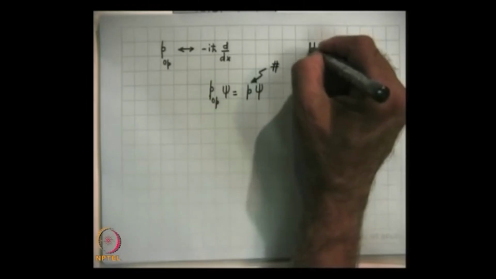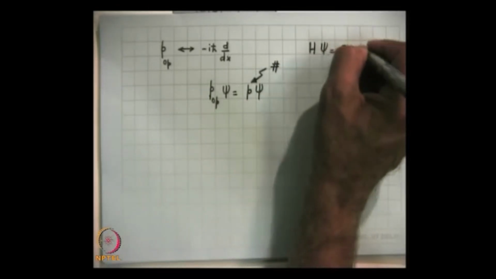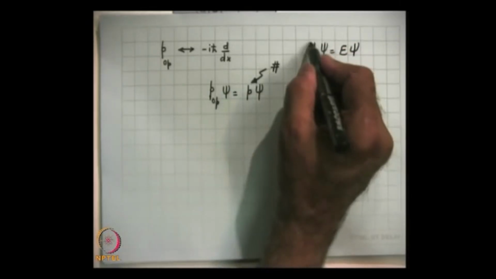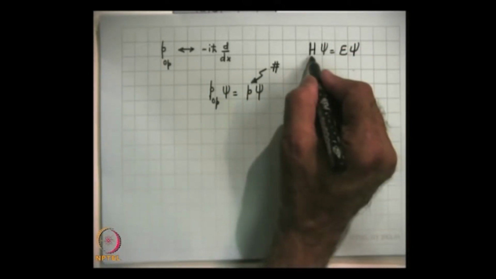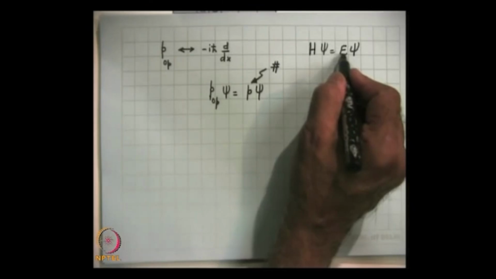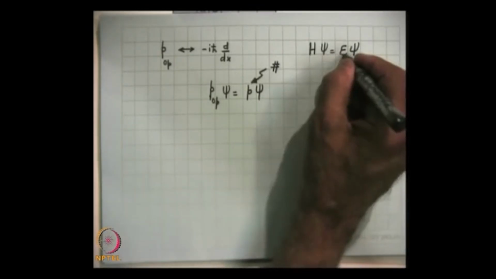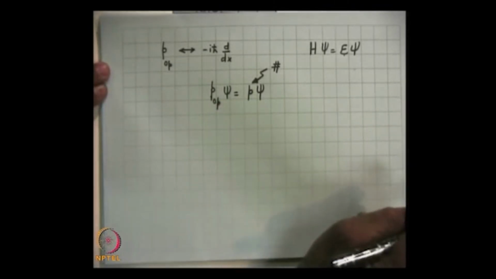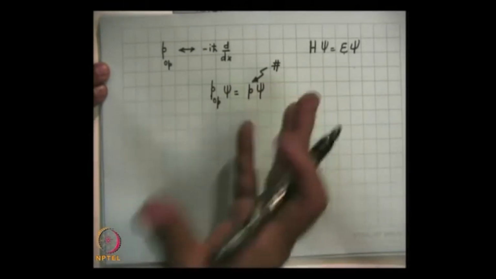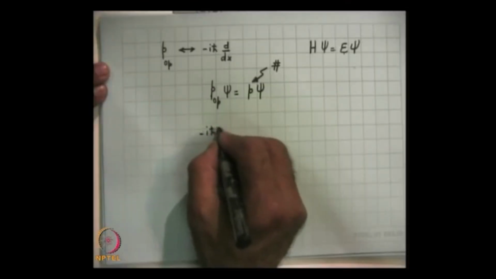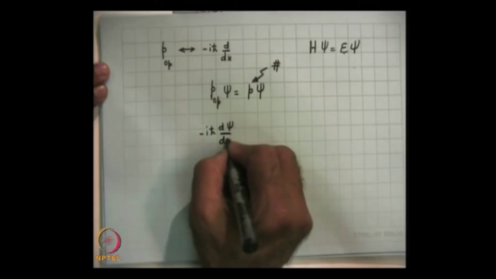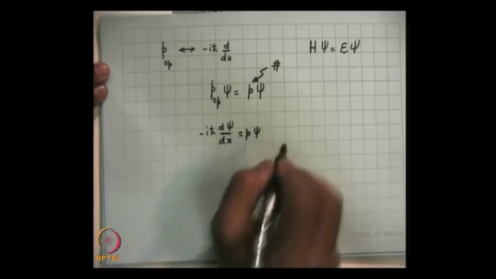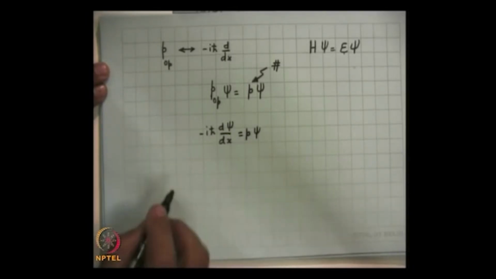So, we had the eigenvalue equation H psi is equal to E psi. This is the Hamiltonian, which is an operator, and you find that only certain values of E are allowed. These are the eigenvalues. So, you have the momentum operator P op, and I want to solve this eigenvalue equation. So, I will have minus i h cross d psi by dx is equal to P psi, where P once again is a number.